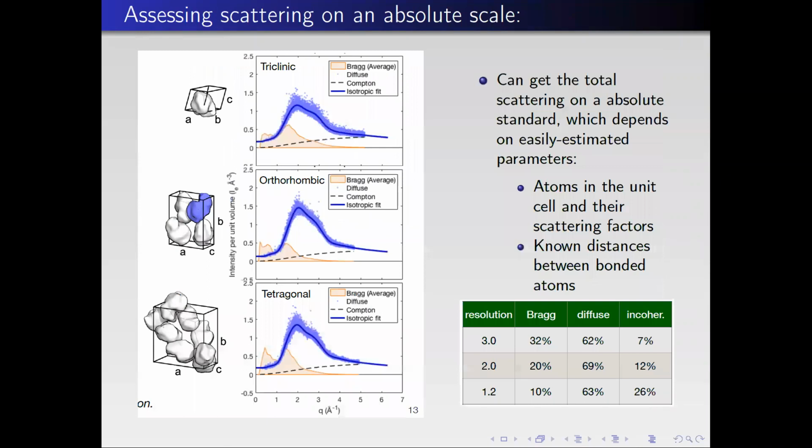Lysozyme can be crystallized in a variety of crystal forms. It doesn't make much difference for today's talk because all three of the crystal forms are kind of the same. What's plotted here is a function of scattering angle or resolution. So low resolution peaks are on the left, high resolution, about 1 angstrom resolution peaks are on the right. So I'm just giving you the scattering angle or the momentum transfer. And shown in brown is the Bragg scattering averaged over a bunch of peaks. You can see that at low resolution, you have a bunch of Bragg peaks around the median, and then at high resolution, the Bragg peaks drop off.